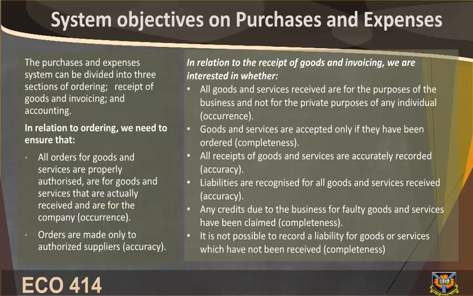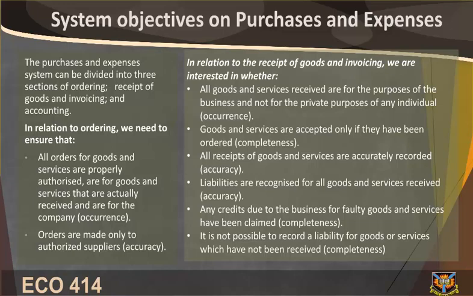System objectives on purchases and expenses. The purchases and expenses system can be divided into three sections: ordering, receipt of goods and invoicing, and accounting. In relation to ordering, we need to ensure that all orders for goods and services are properly authorized, and for goods and services that are actually received and are for the company. Occurrence. Orders are made only to authorized suppliers.